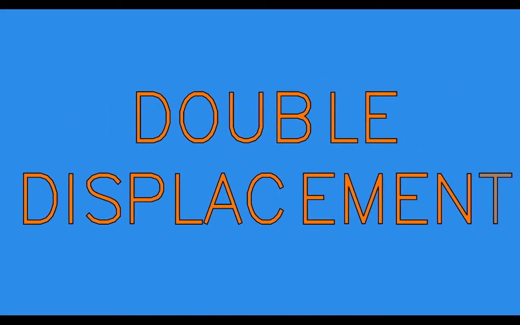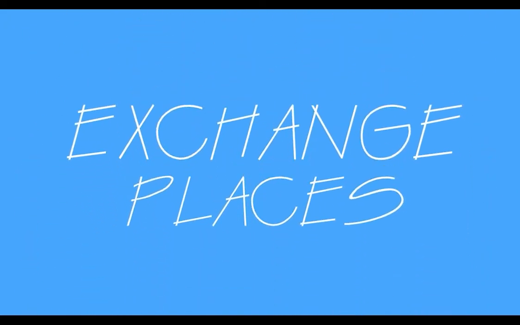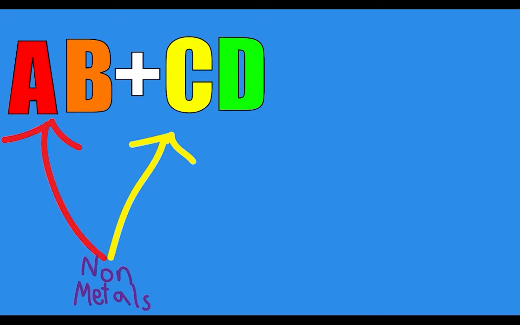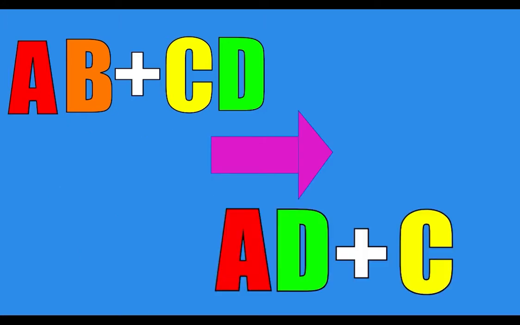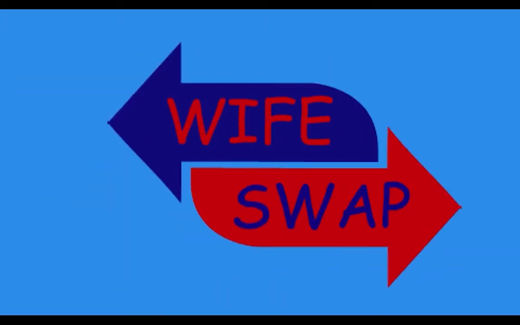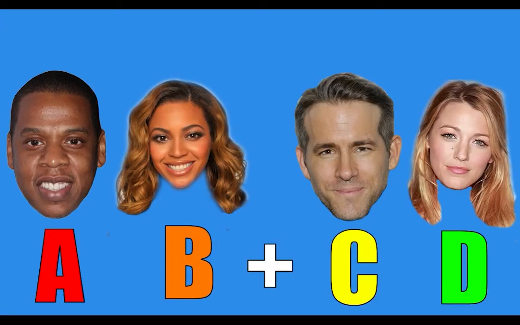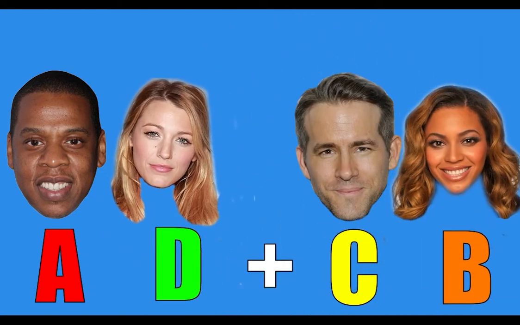Double displacement. The cations of two different compounds exchange places, forming two new compounds. The formula is AB plus CD equals AD plus CB. You can think of this like wife swap. Jay-Z is A, Beyonce is B, Ryan Reynolds is C, and Blake Lively is D. Then we swap Beyonce and Blake Lively.